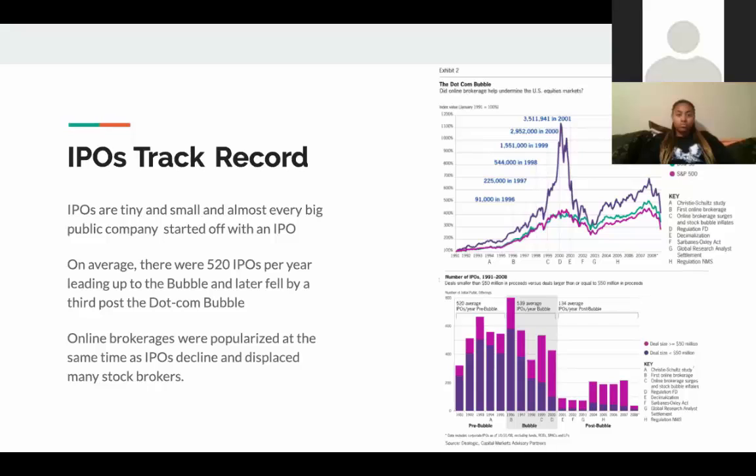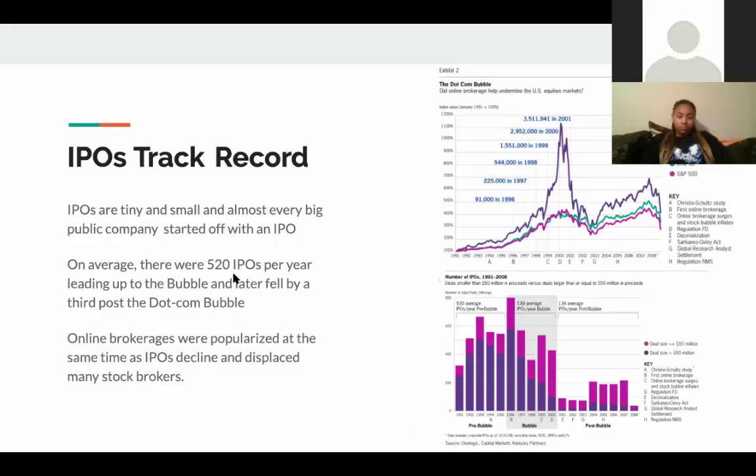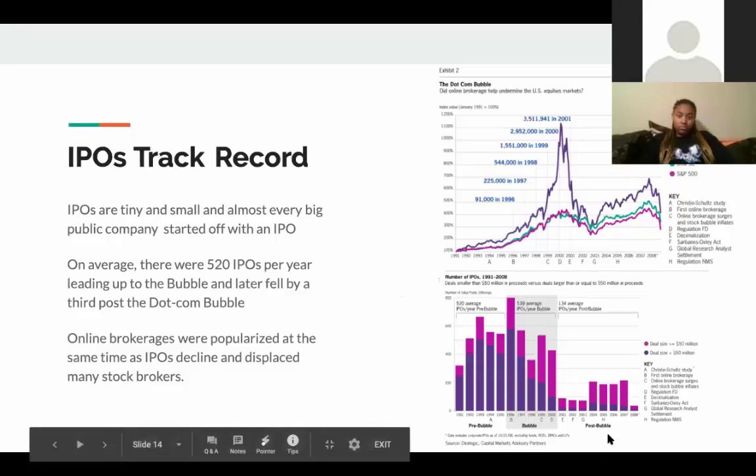But because of the dot-com bubble and all of the new companies starting out, and all the hype building and companies putting .com at the end of their name, even if they didn't have a website, this increased the IPOs, as you can see, with 520 IPOs per year on average leading up to the bubble. That actually later fell by a third post the bubble once it popped.